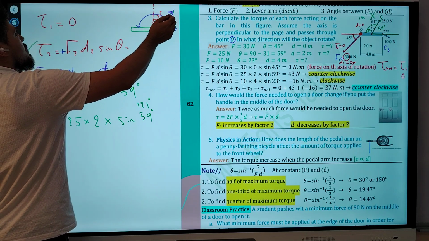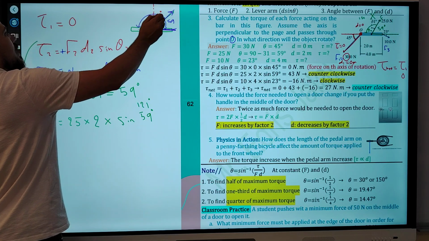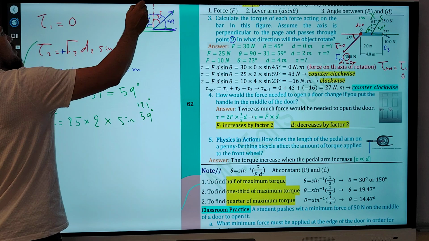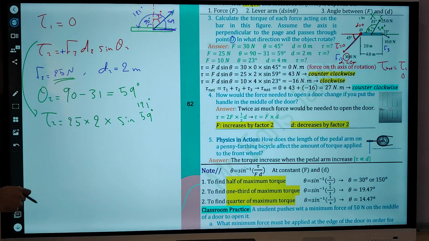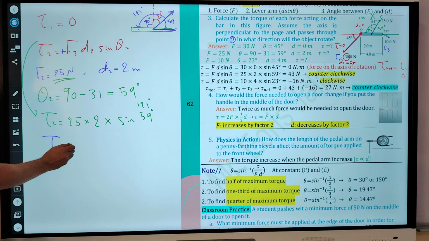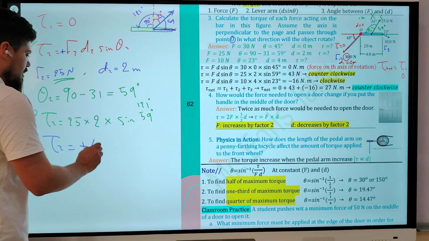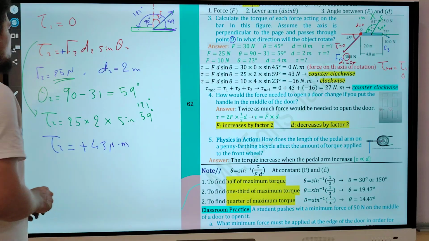Why? Because also this is force and this is D. But in that case, we have 90 degrees here, and also we have 31 degrees here. 90 plus 31 is going to be 121 degrees. Both angles are correct to find torque number 2, which is equal to positive what? 43 Newton meter. This is torque number 2.